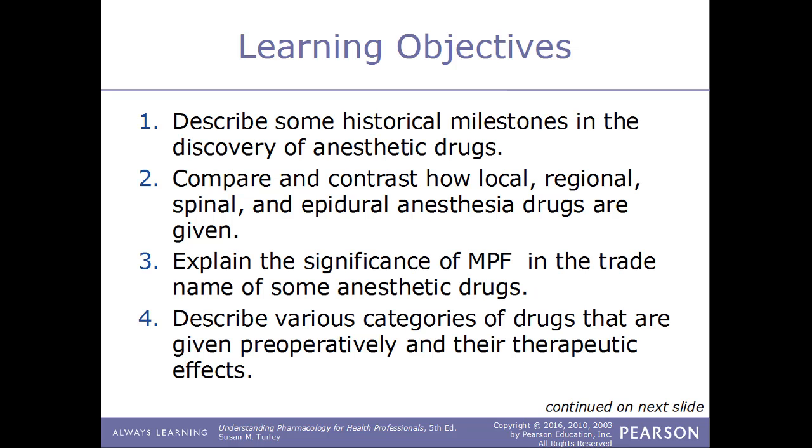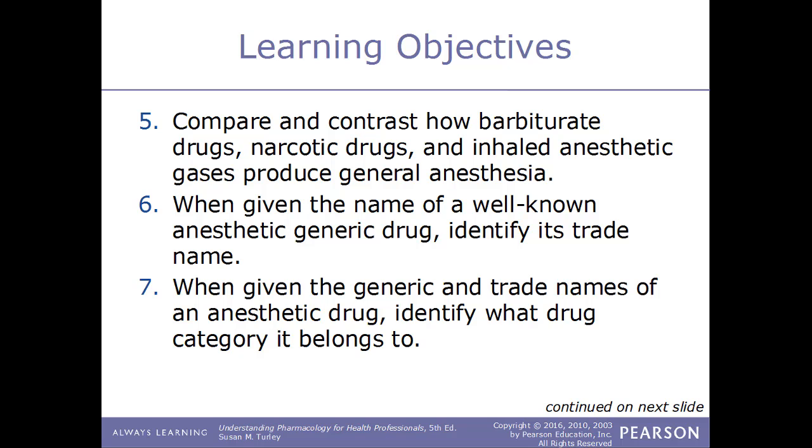Learning objectives for this chapter: describe some historical milestones in the discovery of anesthetic drugs, compare and contrast how local, regional, spinal, and epidural anesthesia drugs are given, explain the significance of the letters MPF and the trade name of some anesthetic drugs, describe various categories of drugs that are given preoperatively and their therapeutic effects, compare and contrast how barbiturate drugs, narcotic drugs, inhaled anesthetic gases produce general anesthesia.